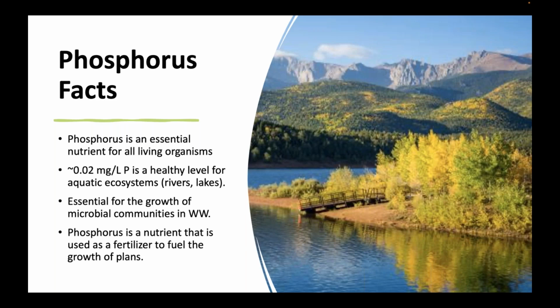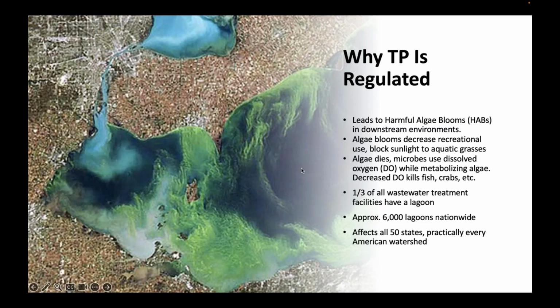And phosphorus is used as a fertilizer. It's one of the key ingredients in fertilizer to fertilize the growth of plants. And this is where you run into the issues with phosphorus, when it finds its way into our downstream environment, ultimately flowing into lakes and bays or ponds, for example. This is actually a picture of an area of the Great Lakes where they have had issues with what they call harmful algal blooms, or HABs. And these are primarily driven by phosphorus, but nitrogen is also a big component of what drives these.